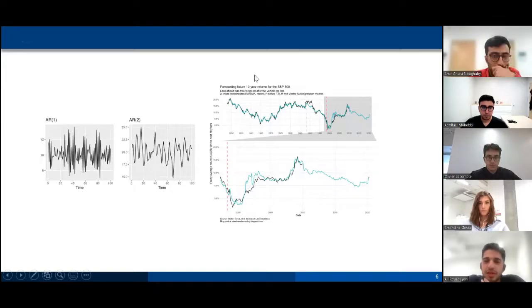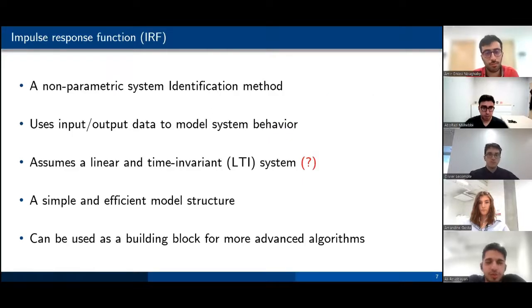Regarding the third example, which is financial markets, since we do not know the input of the system, people usually use other manipulated versions of the output signal as some other representation to be able to estimate these basically time varying systems. Anyways, so today I'm going to talk about the impulse response function, which is a specific algorithm and method for system identification. It uses input-output data to identify the system behavior.